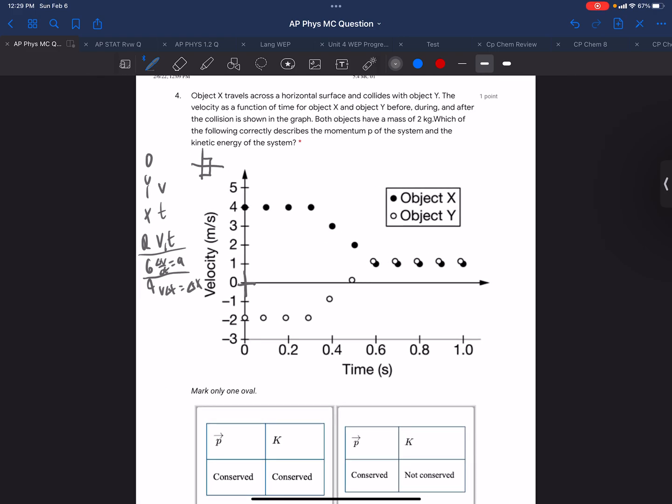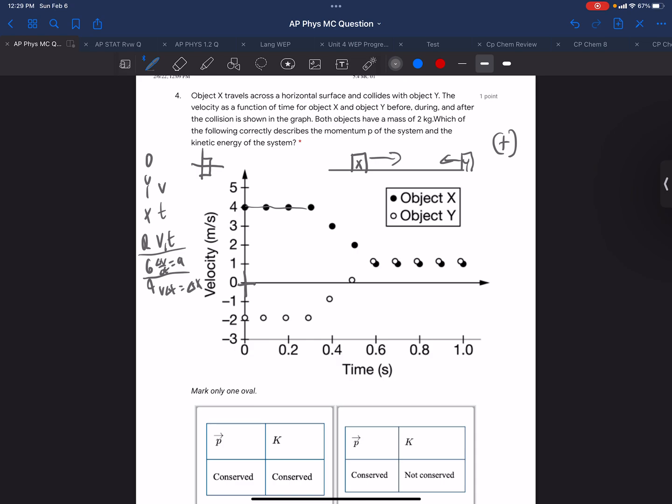Now, from the scenario, reading the prompt, we have x traveling across a horizontal surface. Now, we can see x, which is the black dot, has a positive velocity. So it's moving in this direction. This velocity is a positive 4. And it collides with y. Now, y, we can see, has a negative 2 velocity. So y has a negative velocity.